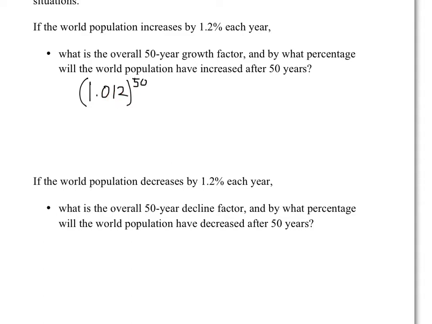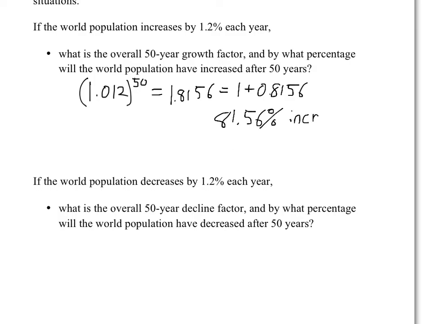The result of that multiplication, rounded to 4 decimal places, is 1.8156. In other words, 1 plus 0.8156, and that means an 81.56% increase over that 50-year period. Okay, that's just taking the growth part of this growth factor and translating it into percentage form. Had this been a quantity of money increasing by 1.2% each year, we would have done exactly the same computation. The fact that it's population increasing by a certain percent every year does not change the mathematics.